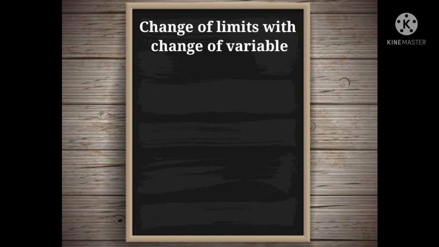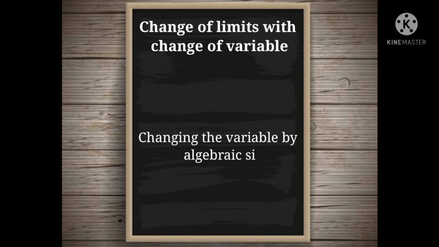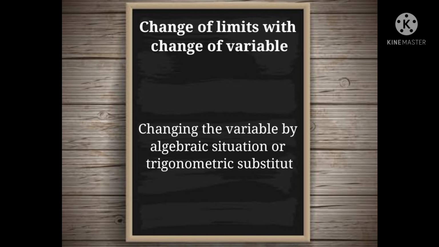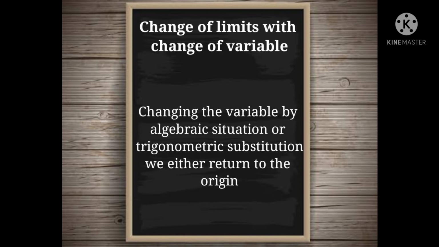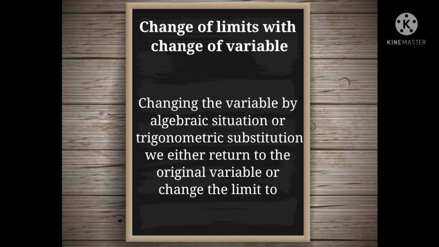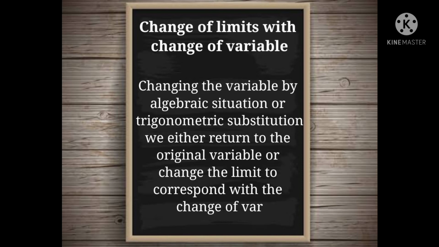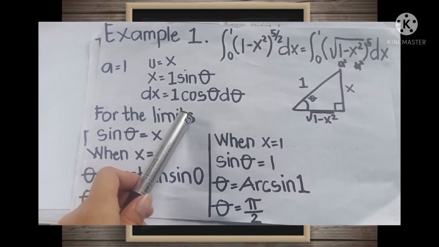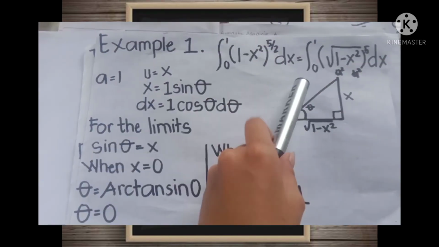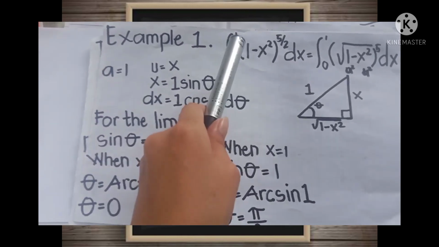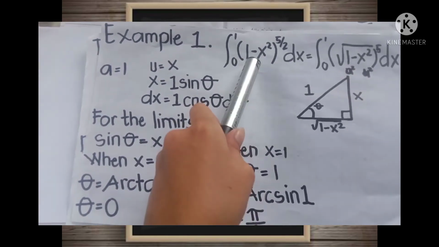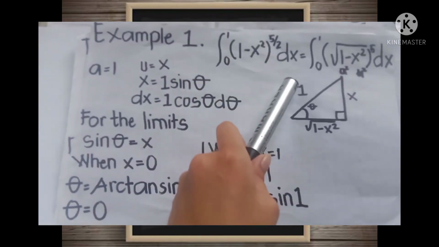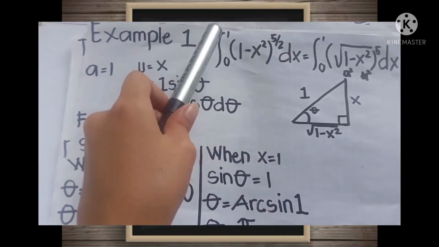Now our last topic is all about change of limits with change of variable in the definite integral. Changing the variable by algebraic substitution or trigonometric substitution, we either return to the original variable or change the limits to correspond with the change of variable. This is an example of change of limit with change of variable, which is the integral of 1 minus x squared raised to 5 over 2 dx with limit of 0 to 1.